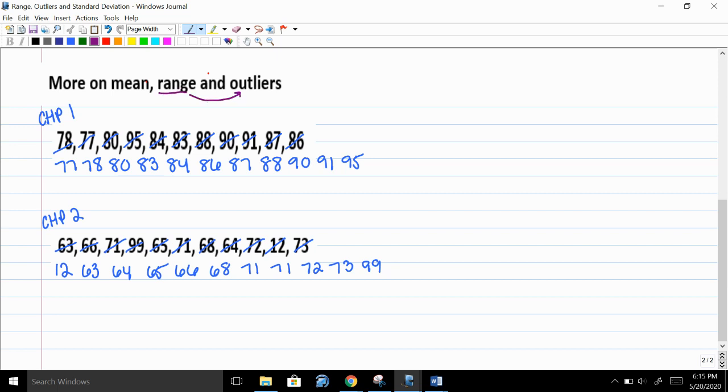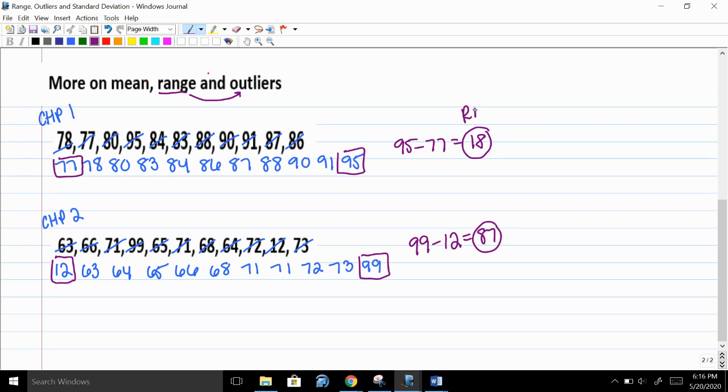So we're going to talk about the range and how it affects outliers. If we look at chapter 1, my range is from 77 to 95. So my range there is 95 minus 77, which is 18. So 18 points separated the highest grade from the lowest grade. On the bottom, the lowest grade was a 12 and the highest grade was a 99. So my range there would be 99 minus 12, which is 87. So the range on the top is 18 and the range on the bottom is 87.